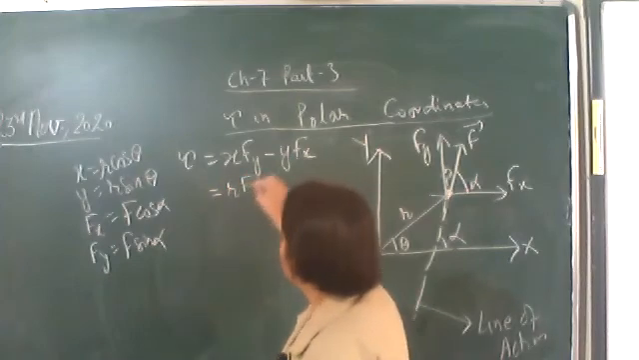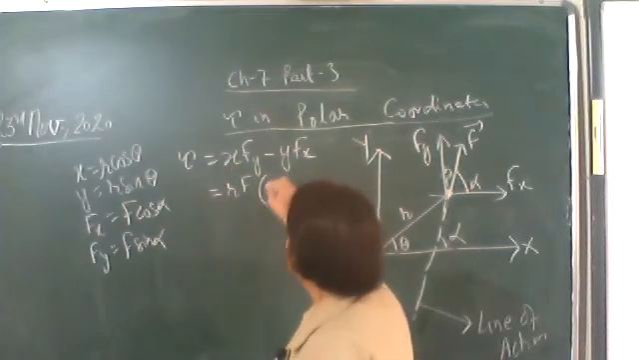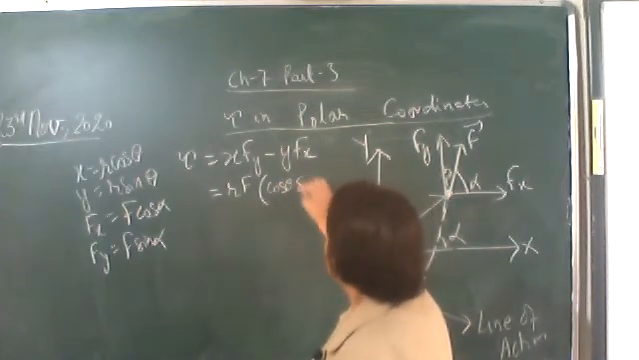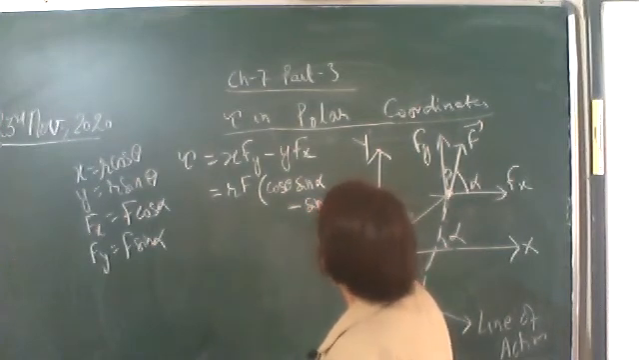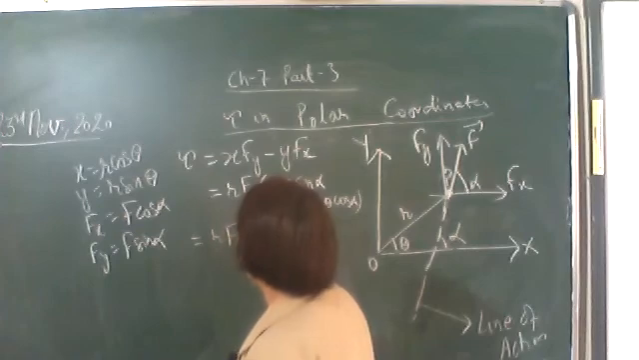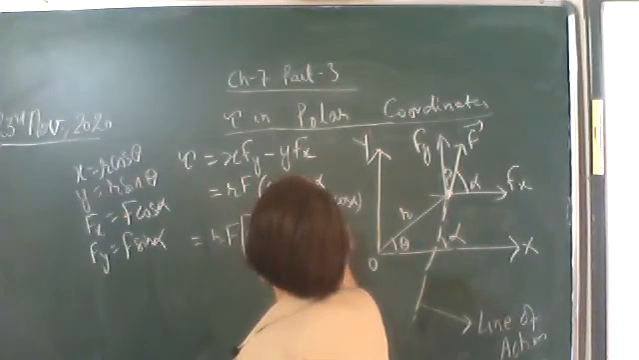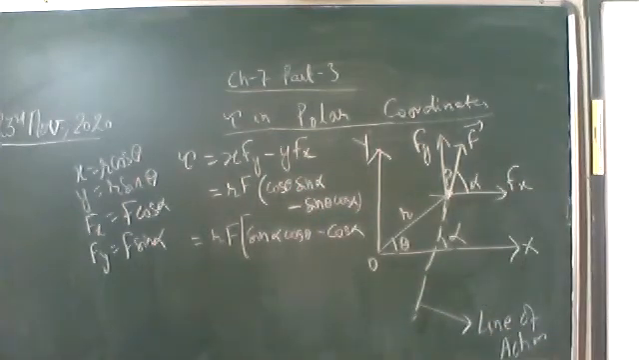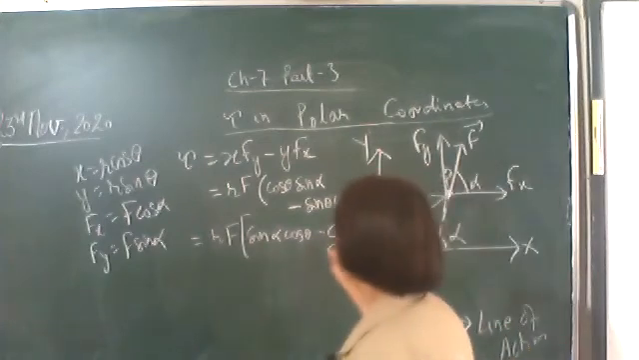R and F will be outside. Cos theta into sin alpha minus sin theta into cos alpha, which can be written as r into F times sin alpha cos theta minus cos alpha sin theta.